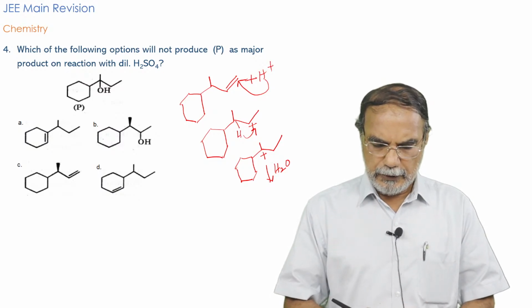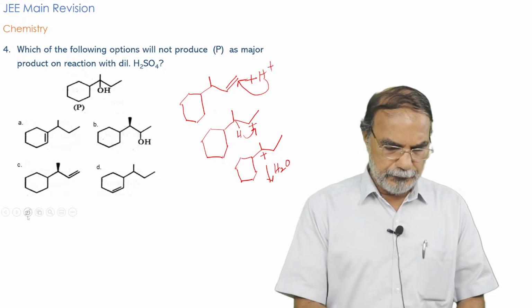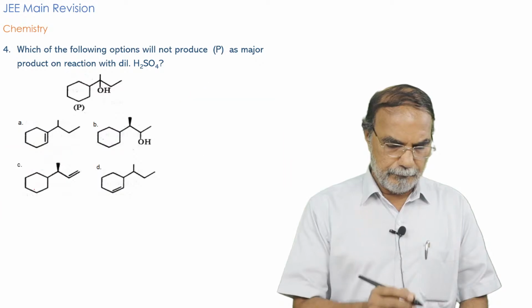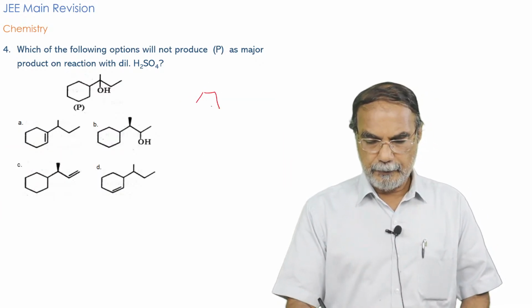Now what about the compound D? Can D give product P? That's the question.